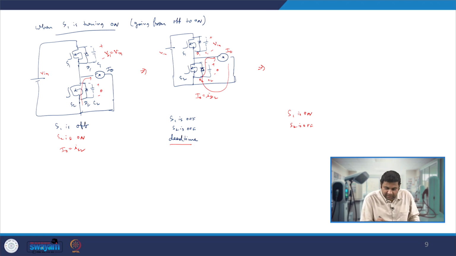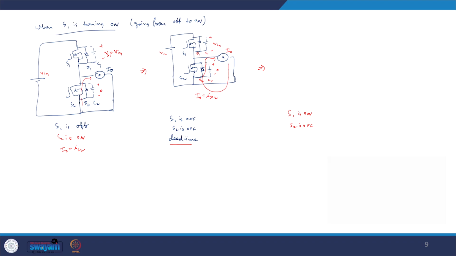There is no way by which I can reduce this capacitor voltage, because the current is going through the diode D2. So D2 is forward biased, and the voltage of C2 is nearly 0. Since the voltage across C2 is 0 and we have V in across here, that V in will be across C1. So there is no way to discharge capacitor C1 from V in to 0 before the gate pulse is given to turn on S1.